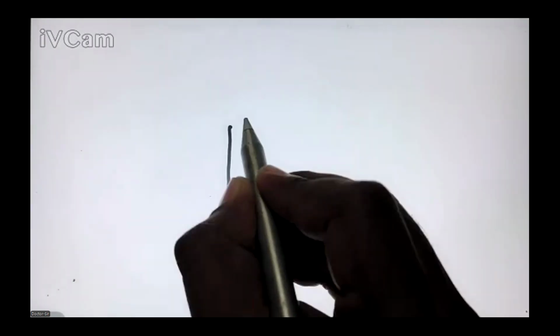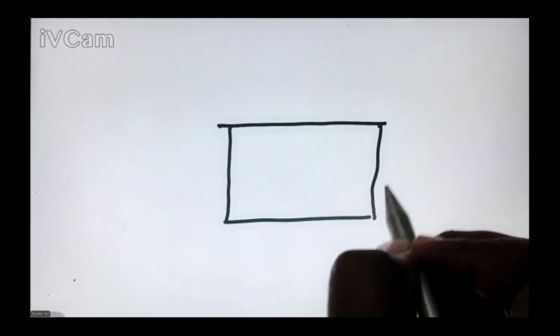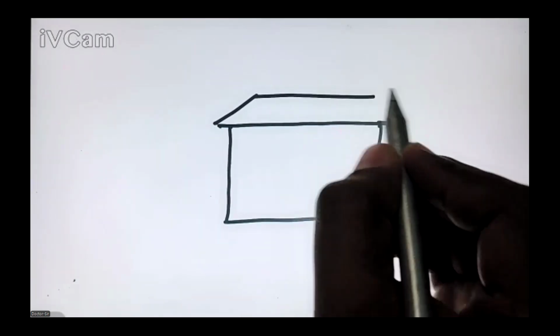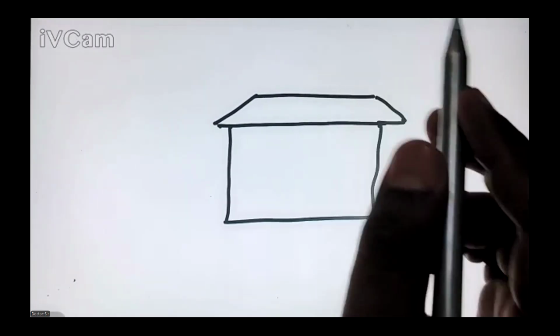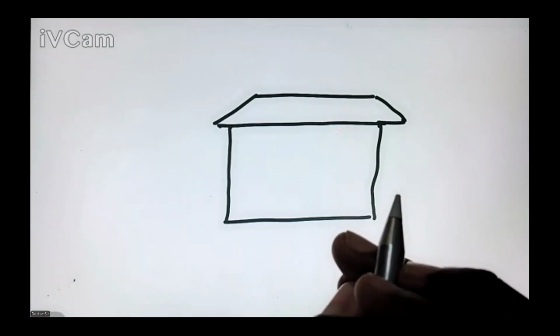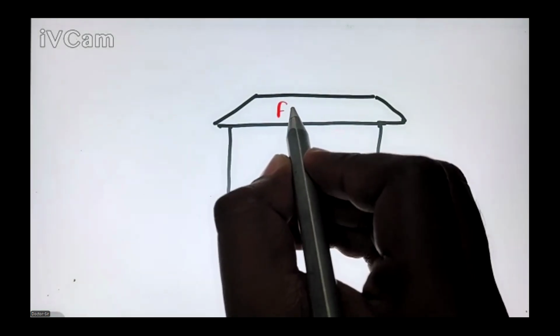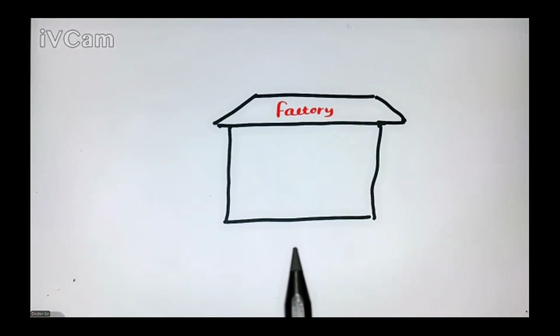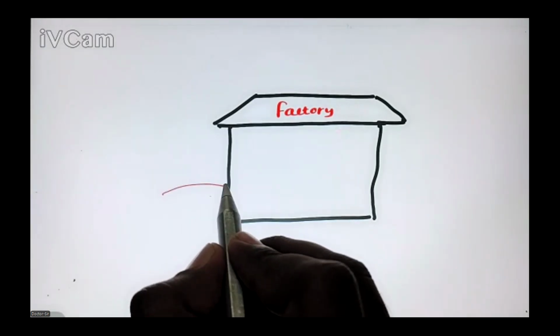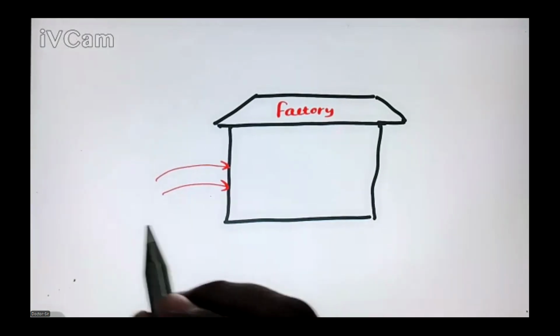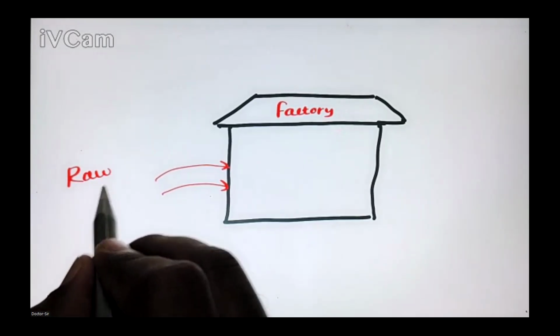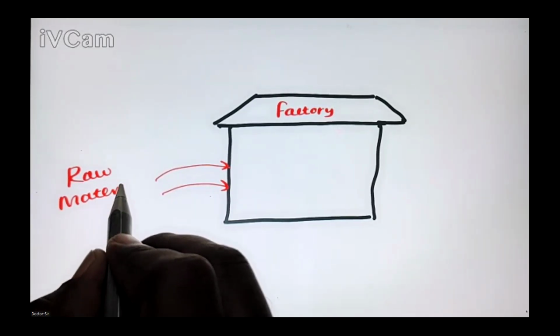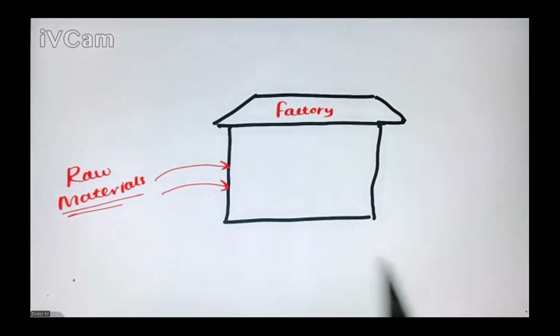So photosynthesis is like a factory. It's just like a factory. Here we have a factory. Okay, this is a factory. This factory is going to produce something, so it needs some raw material. For production it needs some raw material.